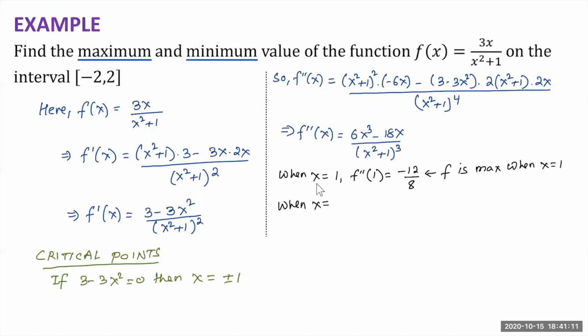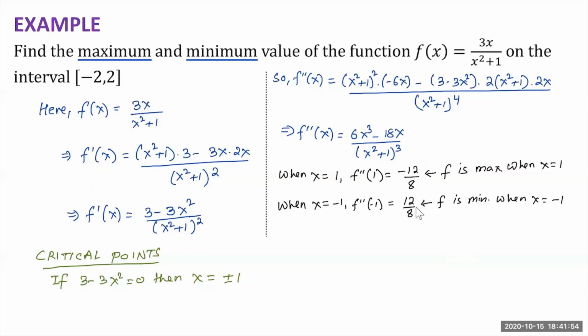when x equal to negative 1, now let's plug in negative 1. If you plug in negative 1, the second derivative will be negative 6, that will be positive 18. So 18 minus 6, that will be 12, and the denominator is positive 8 again. So 12 over 8. So we get a positive value, meaning of that is the function is minimum when x equal to negative 1. So we can say the function is minimum when x equal to negative 1.